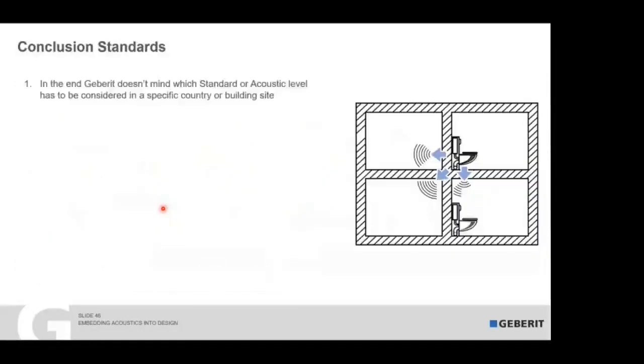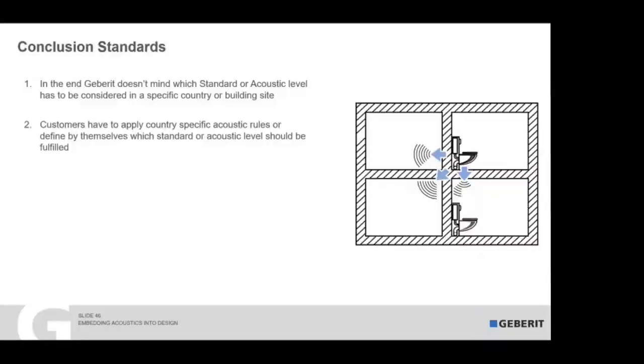So, conclusion of standards. In the end, we do not mind which standard or acoustic level has to be considered in a specific country or building site. This would be up to the customer to define. But of course, to help you, for us it's important to know. What you are choosing for us is not important. We just need a value so that we can give you a good solution.